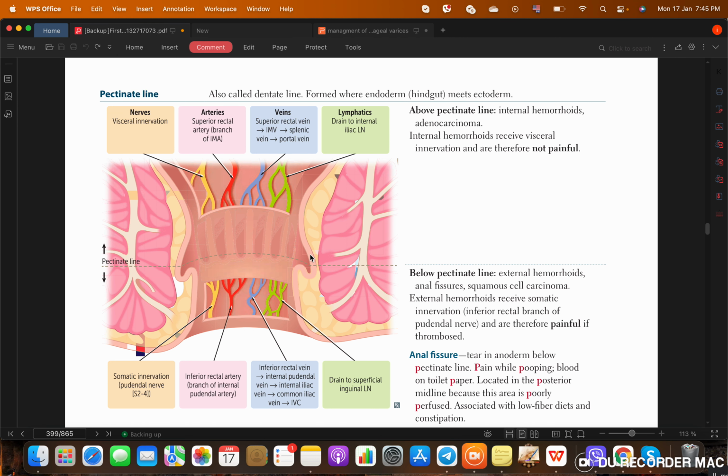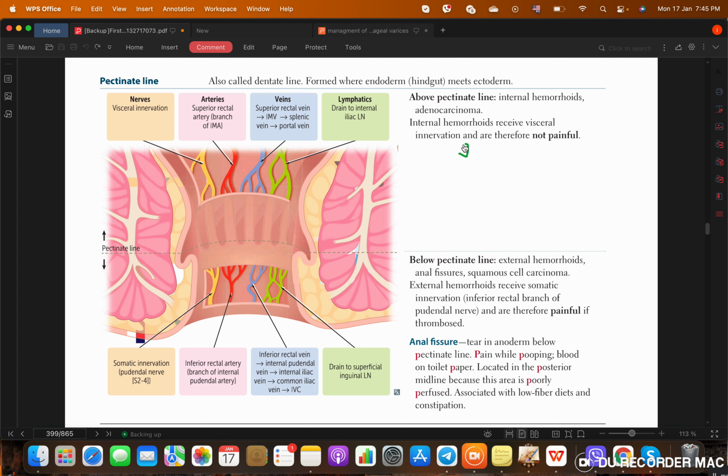Anything above it is the colon. Anything under it is the skin. So can somebody tell me which type of epithelium is going to be above the pectinate line? Columnar epithelium, absolutely. Which type of epithelium is going to be under? Squamous, stratified squamous? Absolutely. Nice. So also called the dentate line, the pectinate line is formed where the endoderm, which is the hindgut, meets the ectoderm, which is the skin.